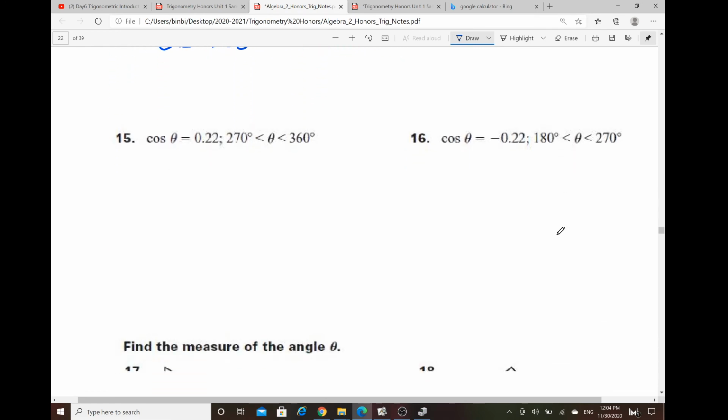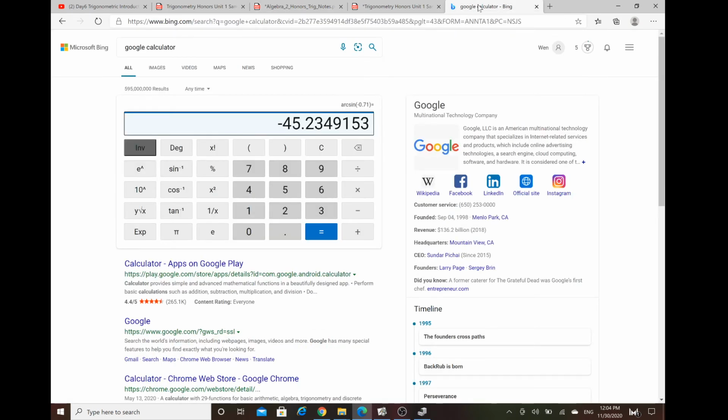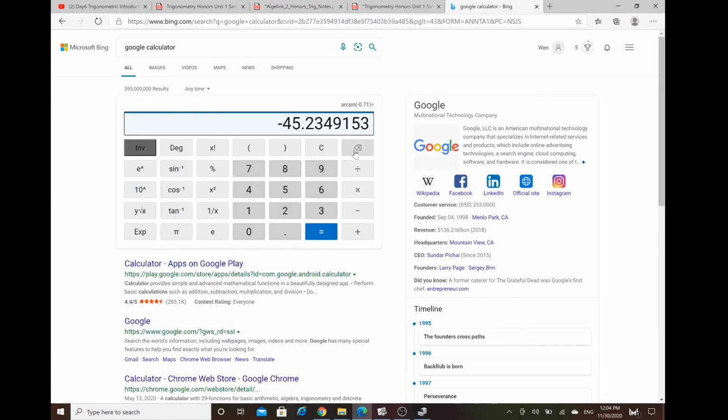Okay, so now let's do another one, number 16. Cosine of theta is negative 0.22. So in other words, inverse of cosine of negative 0.22. Let's find out what that is on the calculator. This one might be showing the opposite of the reference angle. So inverse of cosine of negative 0.22. It's about 103 degrees.